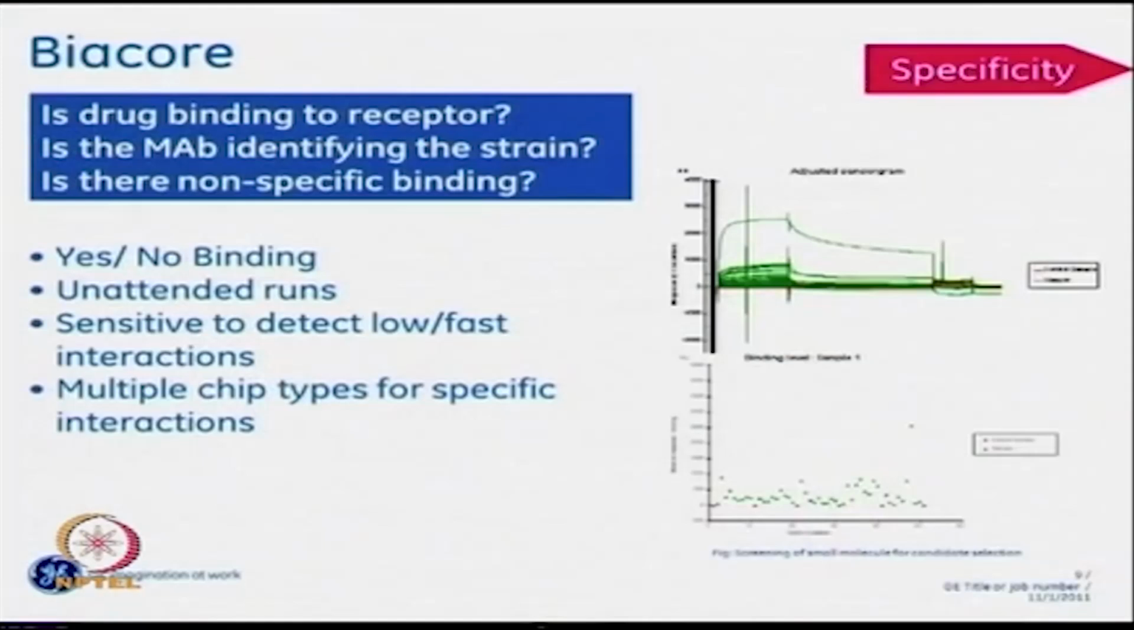Yeah. I would also like to point out that this is a very small experiment. It barely takes about 1 minute to do this experiment. So basically per minute you can do one screen, and that way you will have a lot of compounds screened in a very rapid manner. So that is the first step in the specificity experiments.